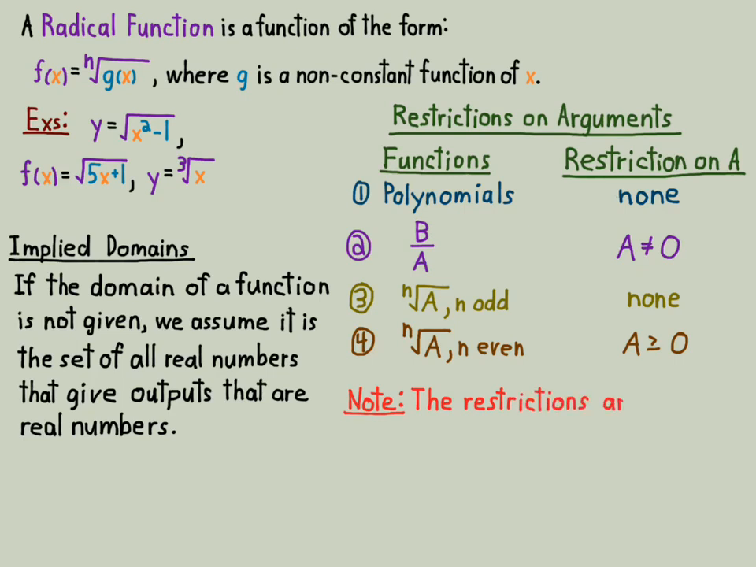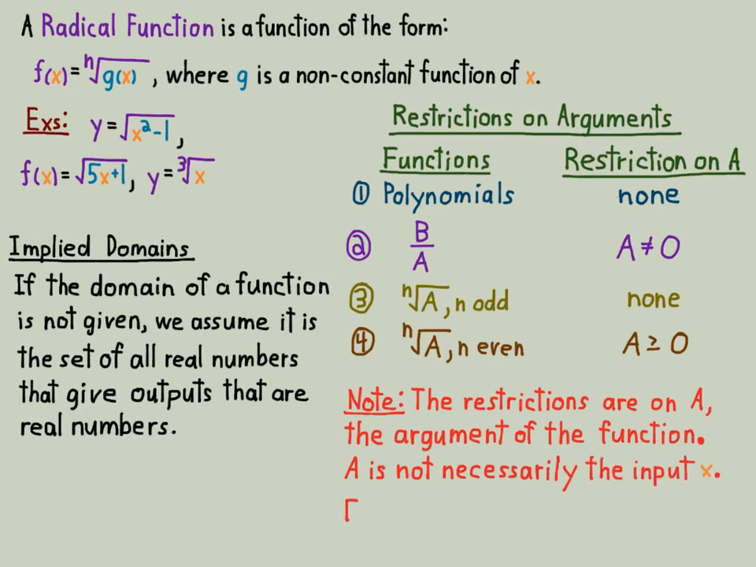Okay, so note, the restrictions are on a, the argument of the function, which is not necessarily x. So not necessarily the input. For example, f of x equals the fourth root of x minus 2. So for f of x equals the fourth root of x minus 2, the index is even, it's 4. So we use restriction number 4, which says a is greater than or equal to 0. So that means x minus 2 is greater than or equal to 0, not x, right? And that means x is greater than or equal to 2.